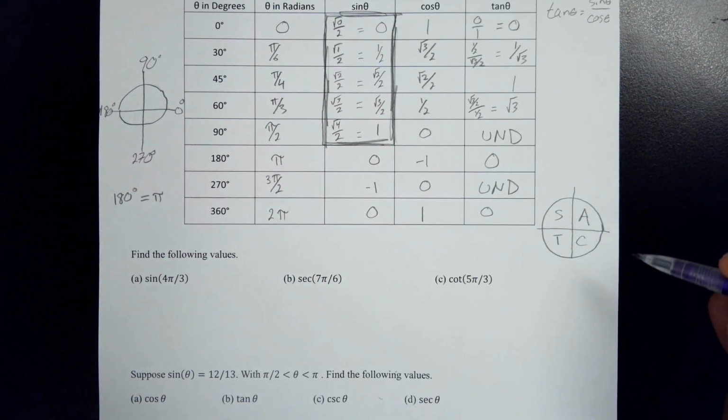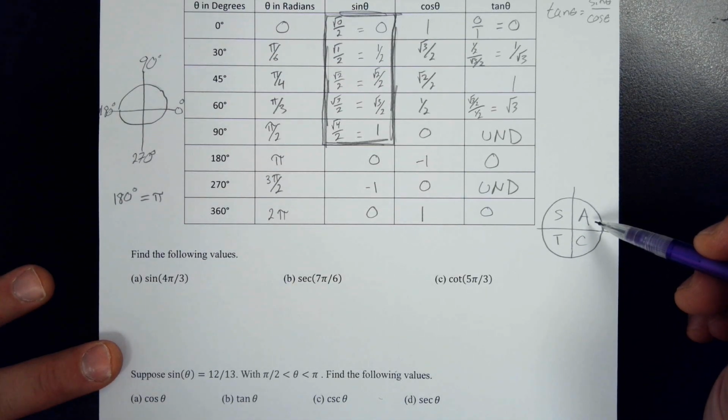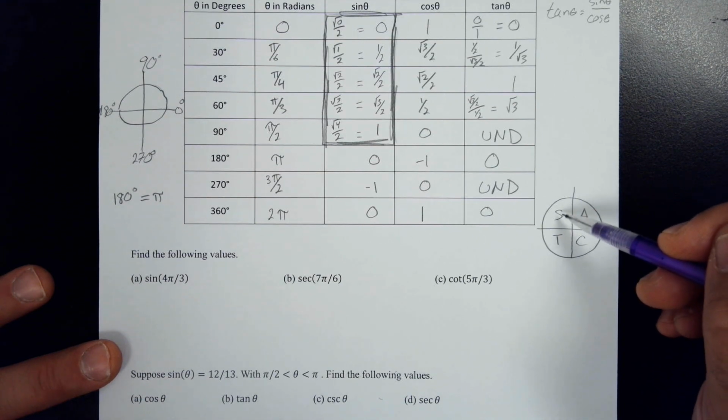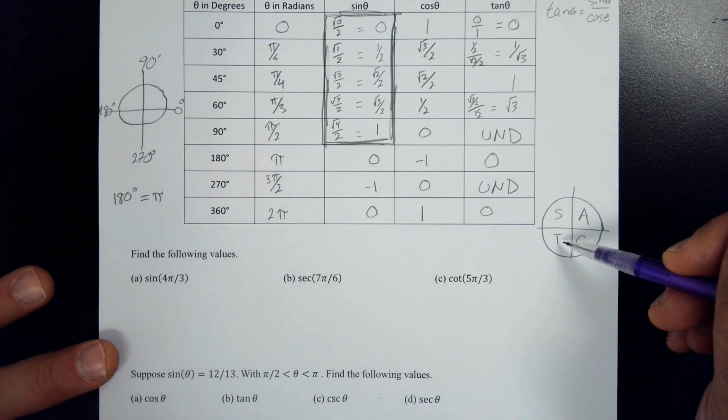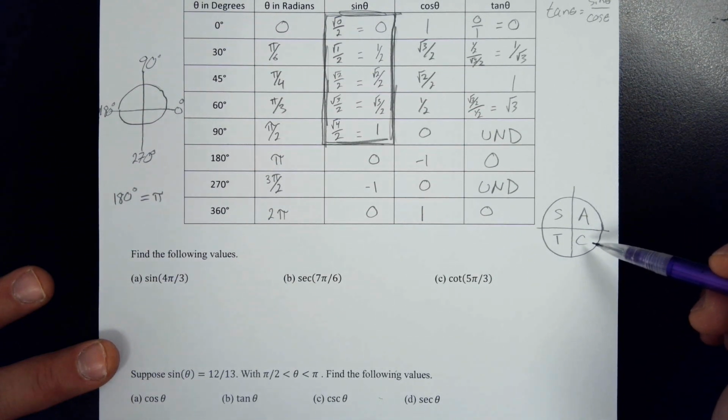And that tells you what's positive in each quadrant. So first, second, third, fourth quadrant, all of them are positive in the first. Sine and its reciprocal cosecant are positive in the second. Tangent and its reciprocal cotangent are positive in the third. Cosine and its reciprocal secant are positive in the fourth.